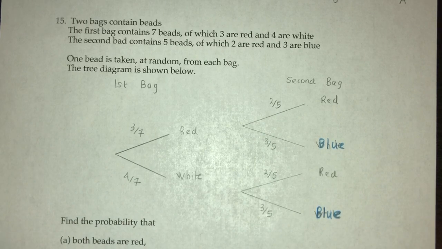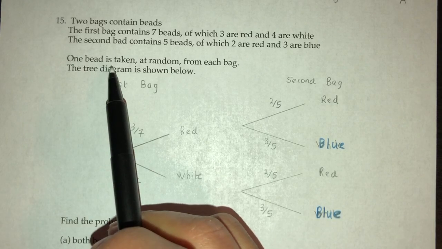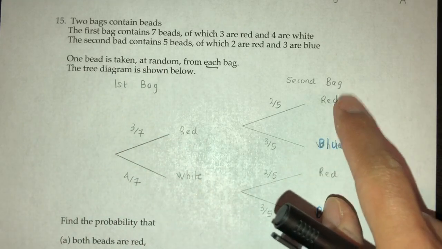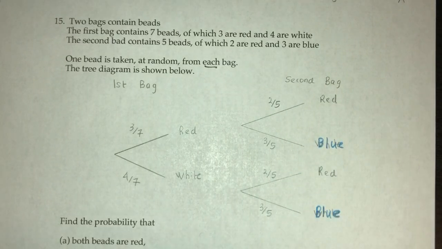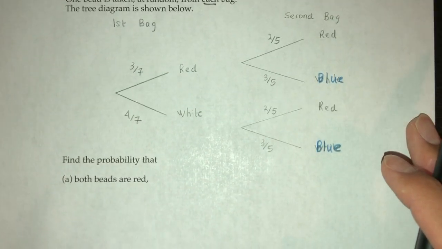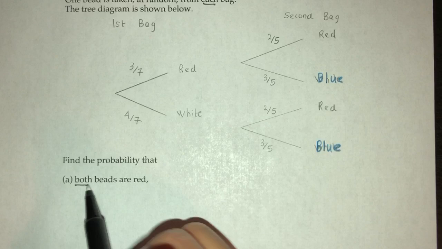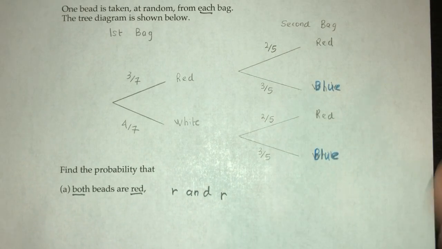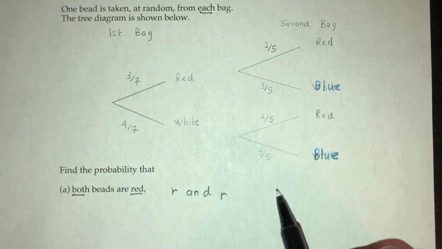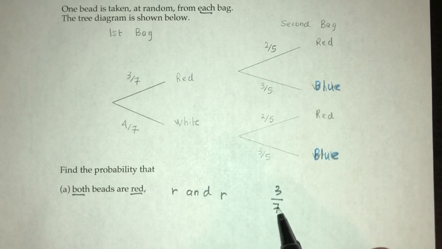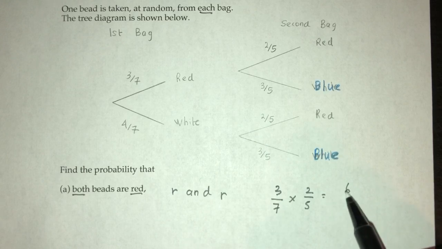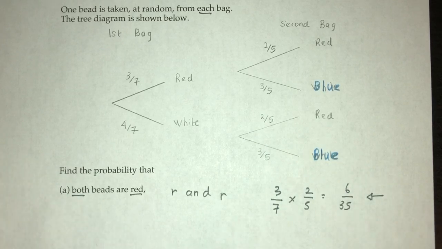Okay, so let's move on to the questions. It says 1 bead is taken at random from each bag, as you can see below. So in the first bag, red and white, and then in the second bag, red and blue. Now question number 1 is, find the chance that both beads are red. So it has to be red and red, pretty easy. Red and red will be 3/7 times 2/5. That will be 6/35. That is your first answer.